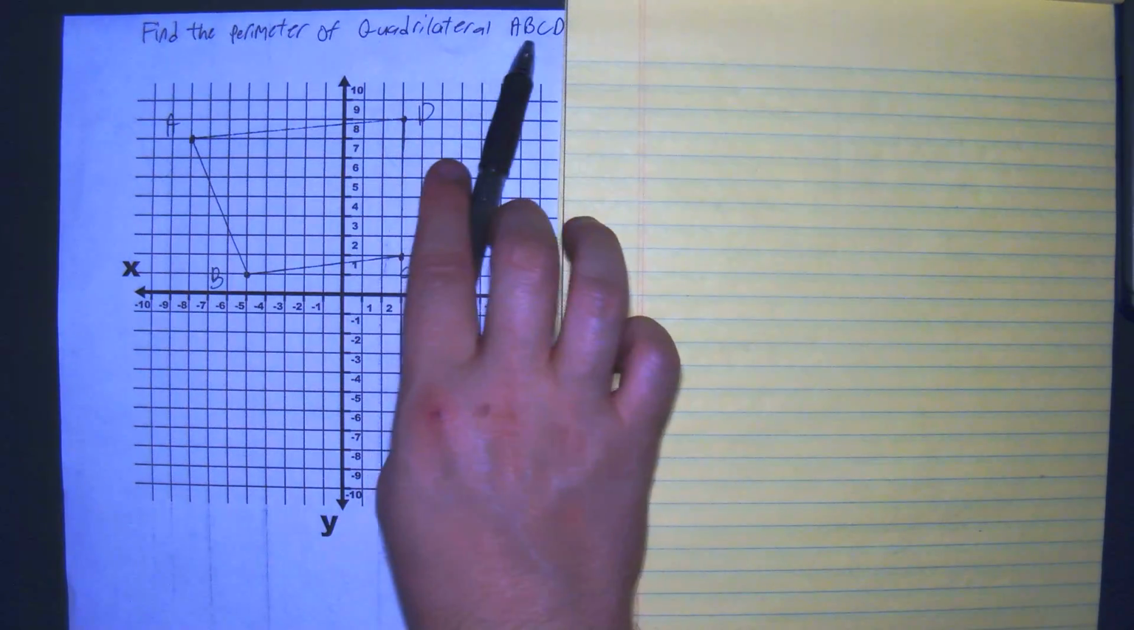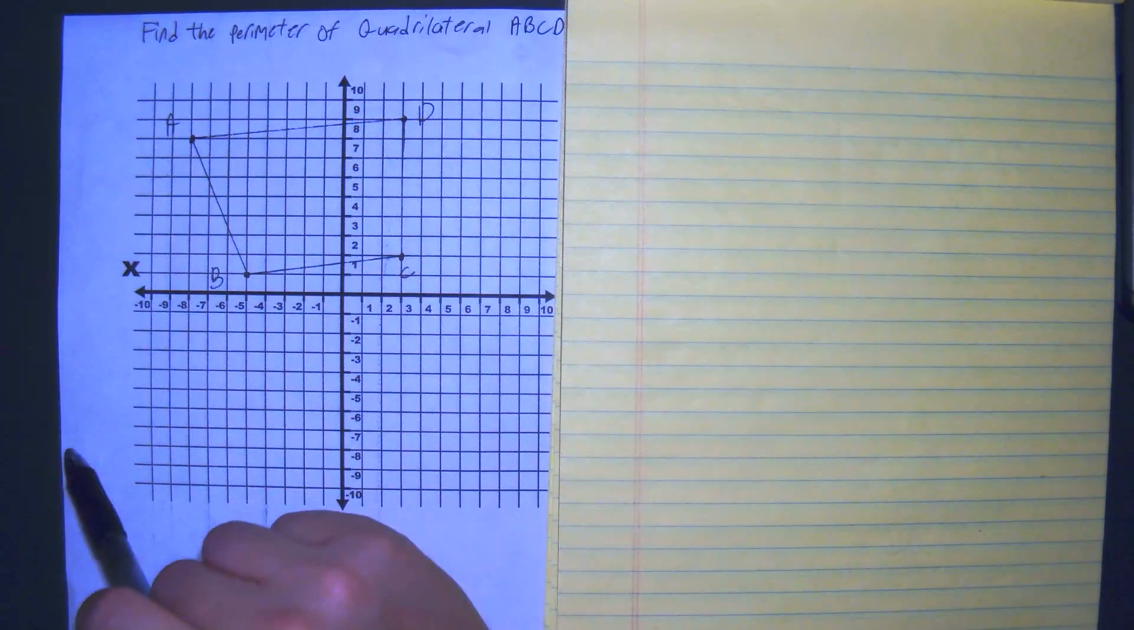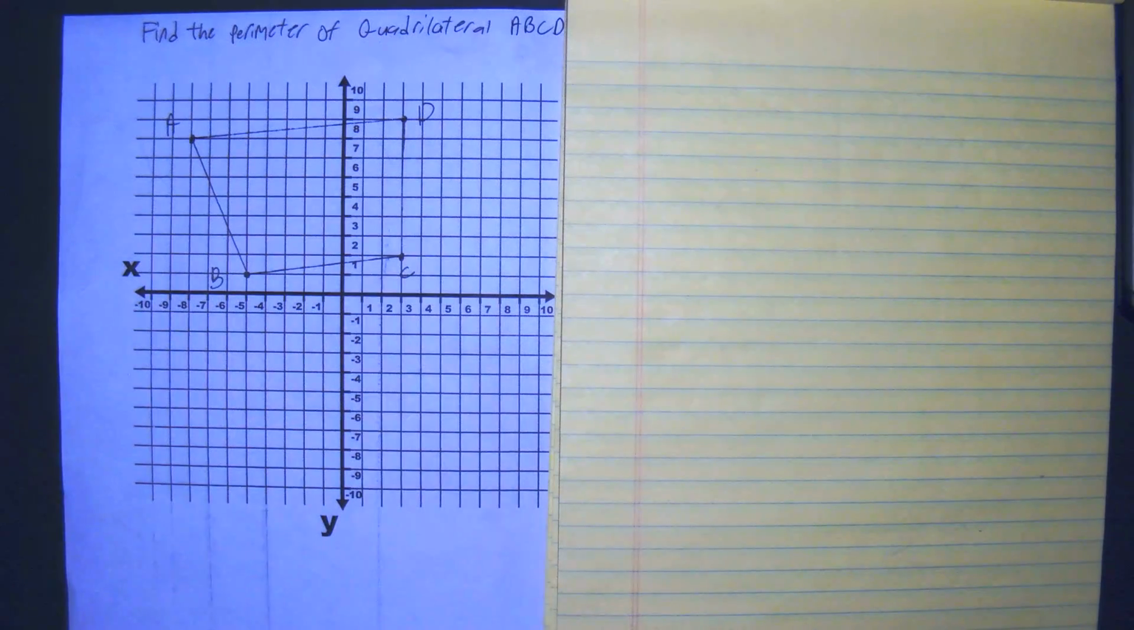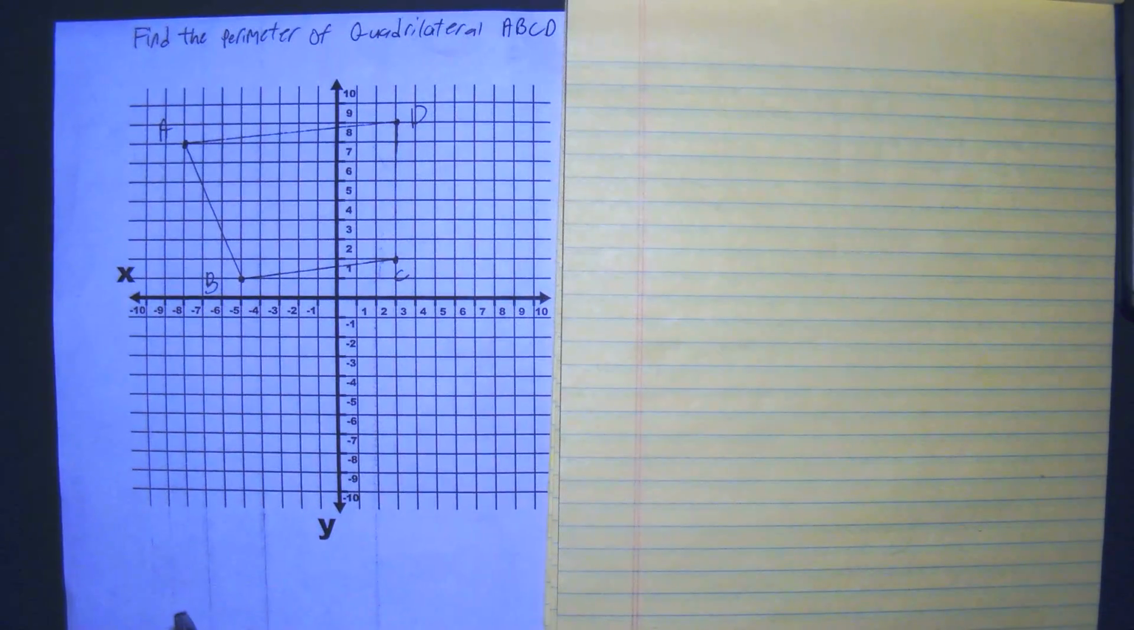Find the perimeter of quadrilateral ABCD. With this problem, we need to find the perimeter of quadrilateral ABCD. Right here, I'm going to use the Pythagorean Theorem. I believe it's much easier to use the Pythagorean Theorem when they give you the graph, and the distance formula is more efficient when they give you just the coordinate points.